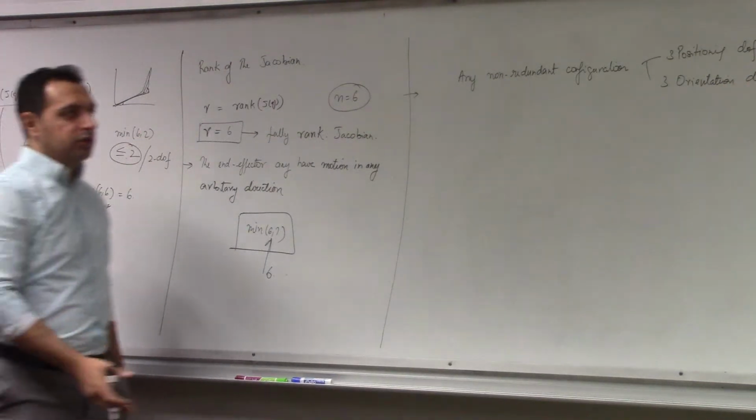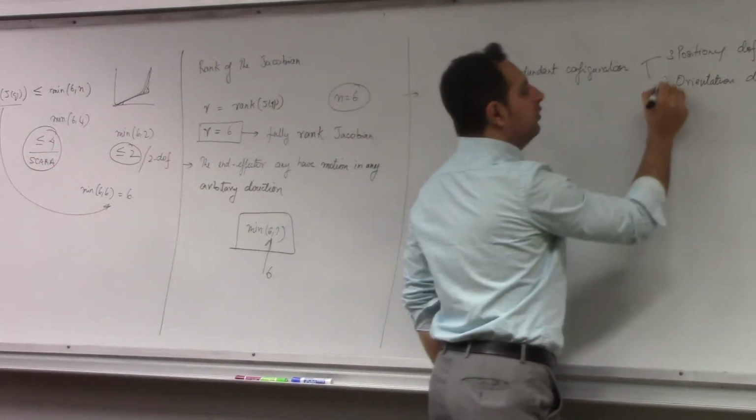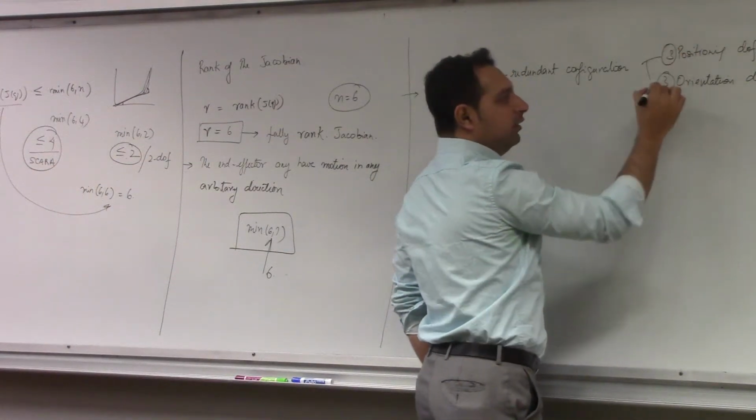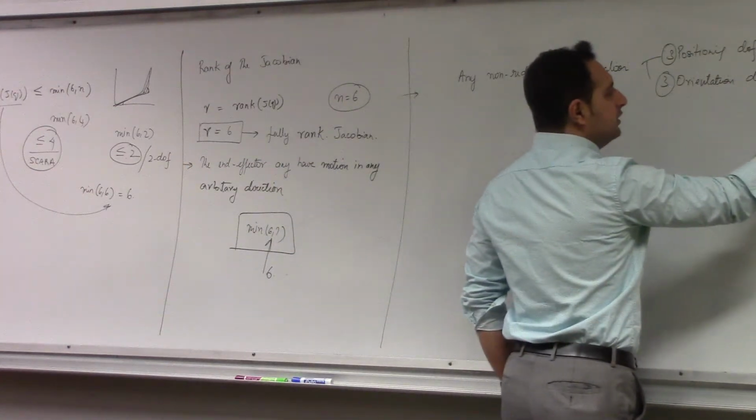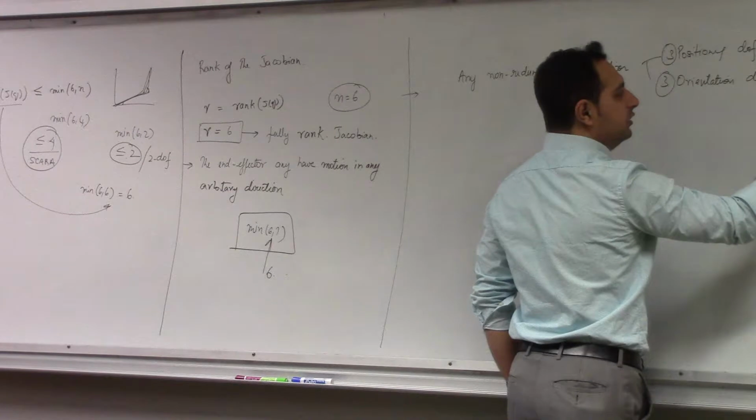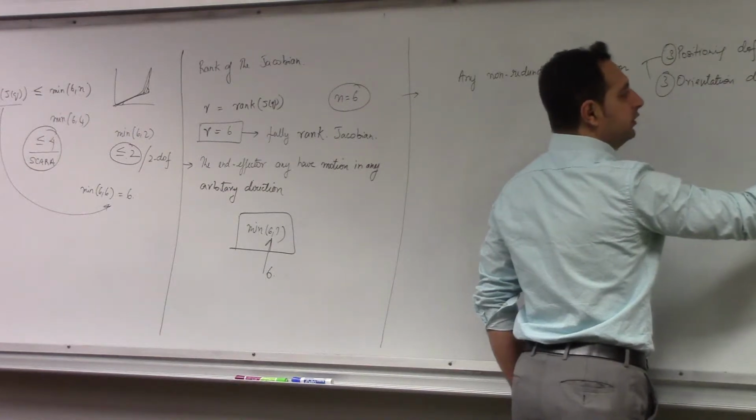If I want to add one more, I can obviously add, but it will only add to one of the 3, either here or here. It will be a repetitive, it will be a redundant joint. Anything more than 6 will add redundancy to the configuration.